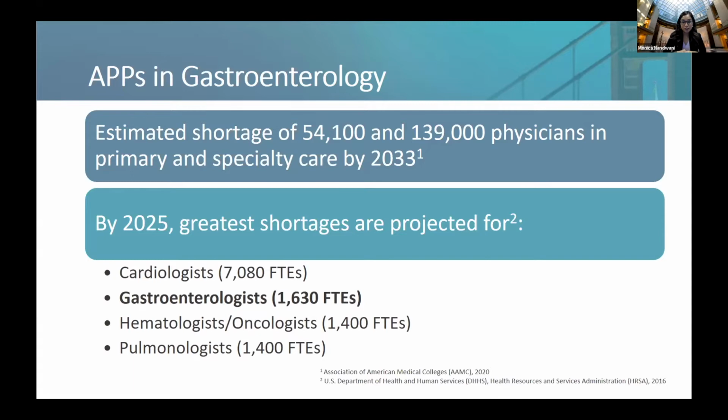Department of Health and Human Services data shows that by 2025, the greatest shortage is predicted for cardiologists, with a shortage of 7,080 full-time equivalents, followed second by gastroenterologists with a projected shortage of about 1,630 FTEs by 2025. This is followed by hematologists, oncologists, and pulmonologists at around 1,400 FTEs respectively.